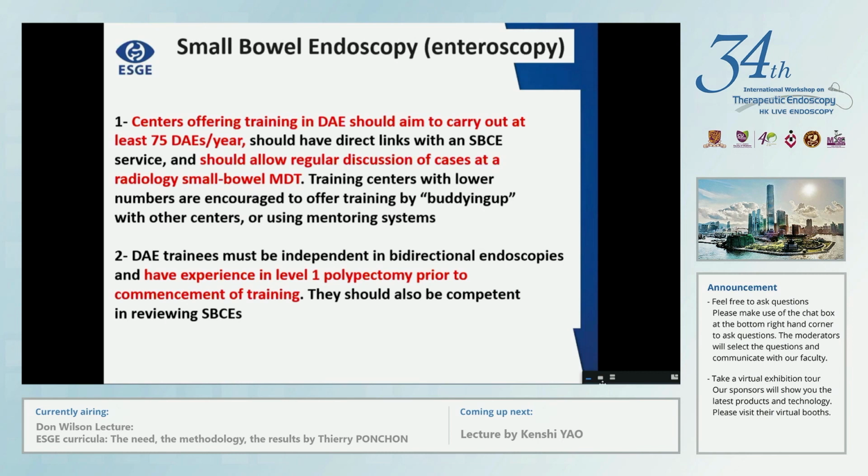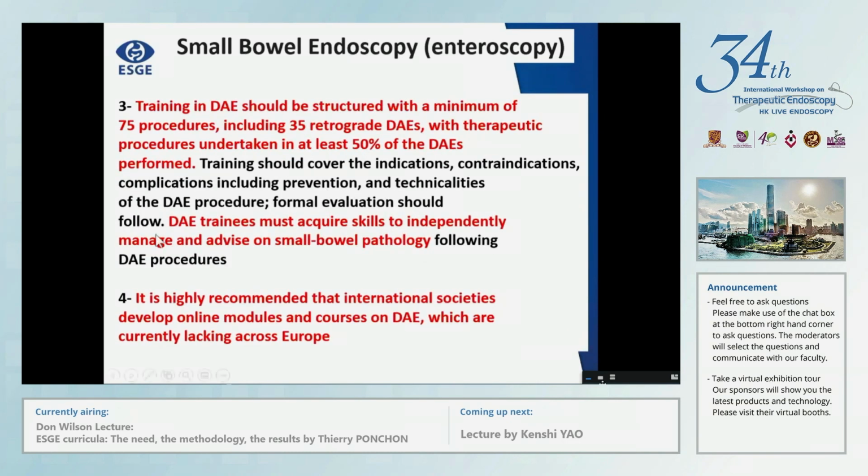You should work and be trained also by radiologists to know how it looks like and how helpful MRI, CT, etc. are in the field of small bowel. Trainees should have an experience in level 1 polypectomy prior to commencement of training, because frequently you have to remove polyps when you perform enteroscopy. This is precise. Training should be structured with a minimum of 75 procedures, etc., 35 retrograde, which is difficult, and training should acquire skills to independently manage and advise on small bowel pathology, of course. For example, genetic disease, Peutz-Jeghers, etc., etc.